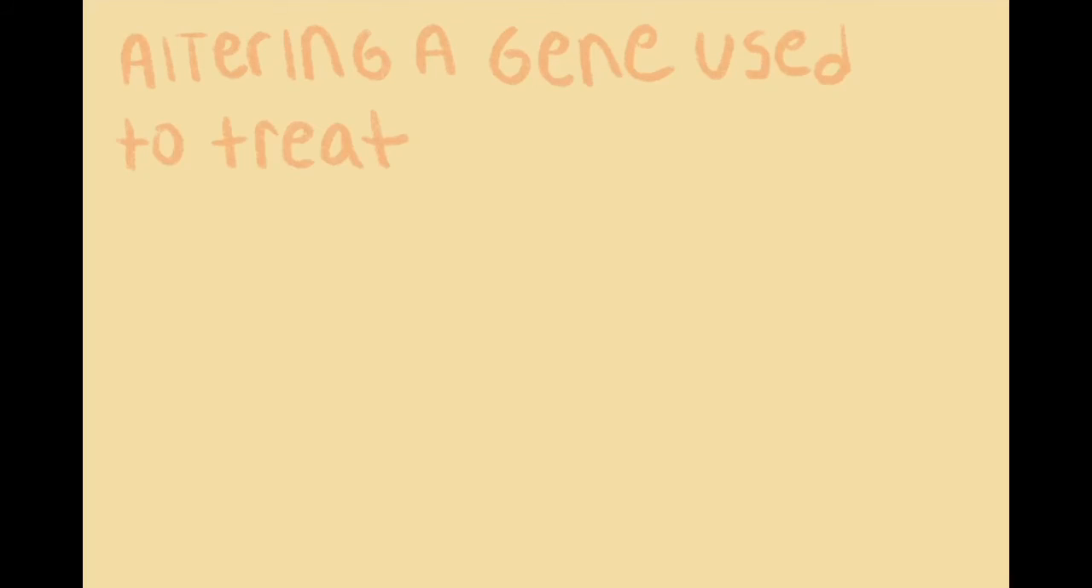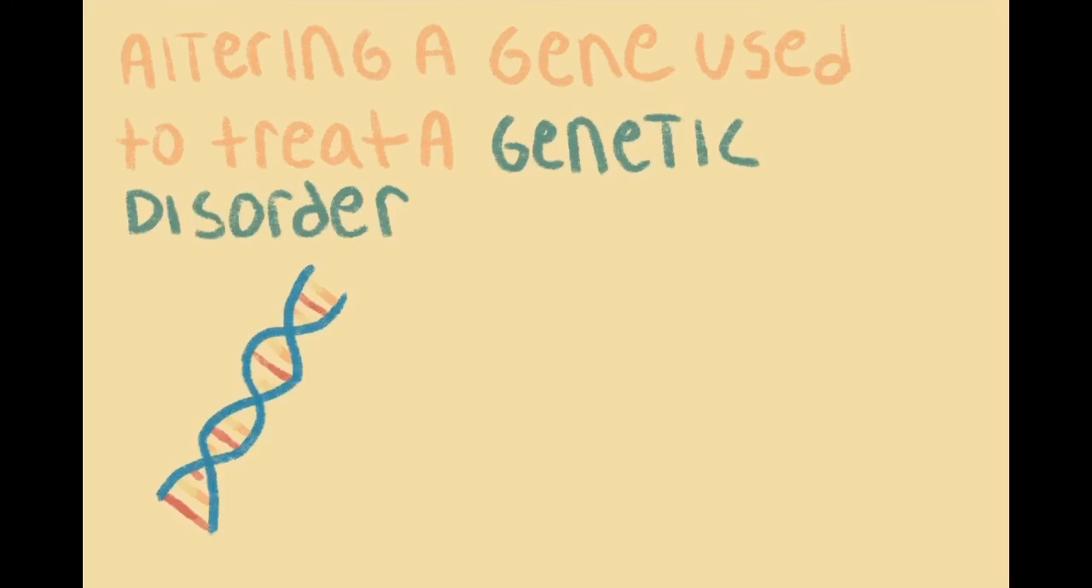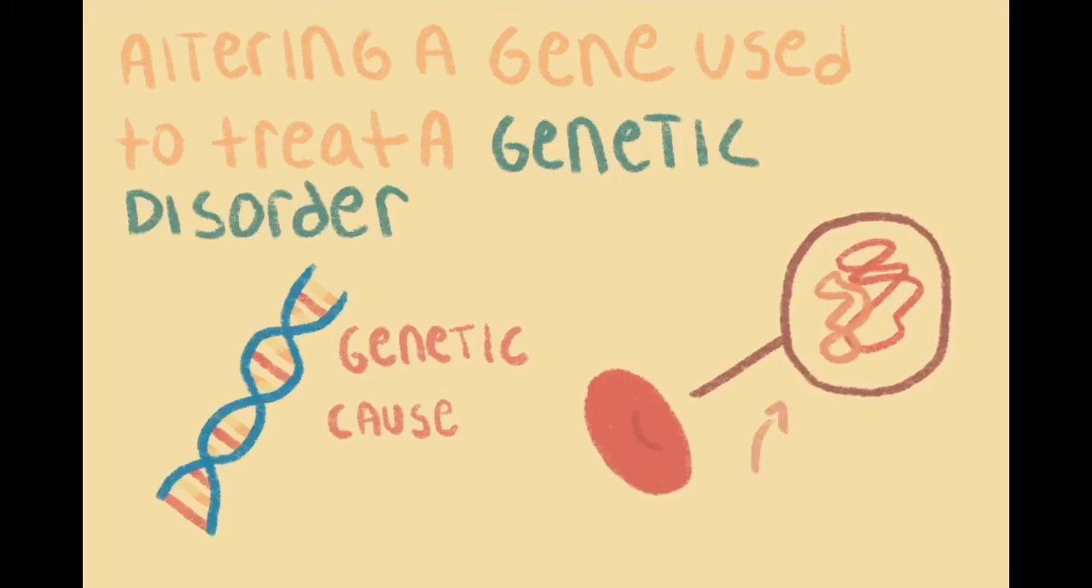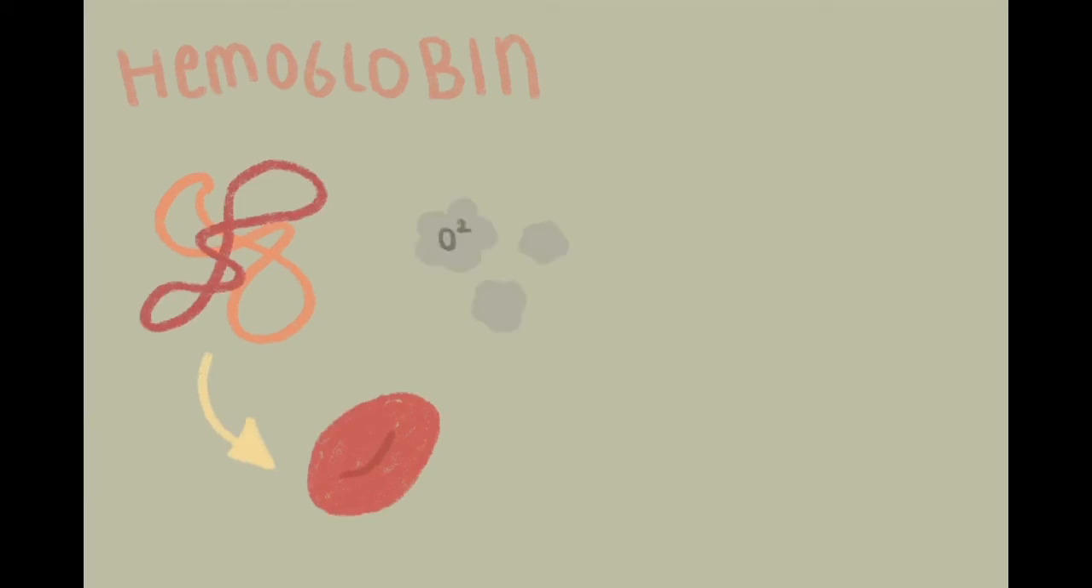Genetic engineering can also help with disorders in your body. Gene therapy is altering a gene used to treat a genetic disorder. This can only be done if the disorder has a genetic cause. An example of this would be having defective hemoglobin. Hemoglobin is a protein found in your blood cells that carries oxygen through an organism's body.